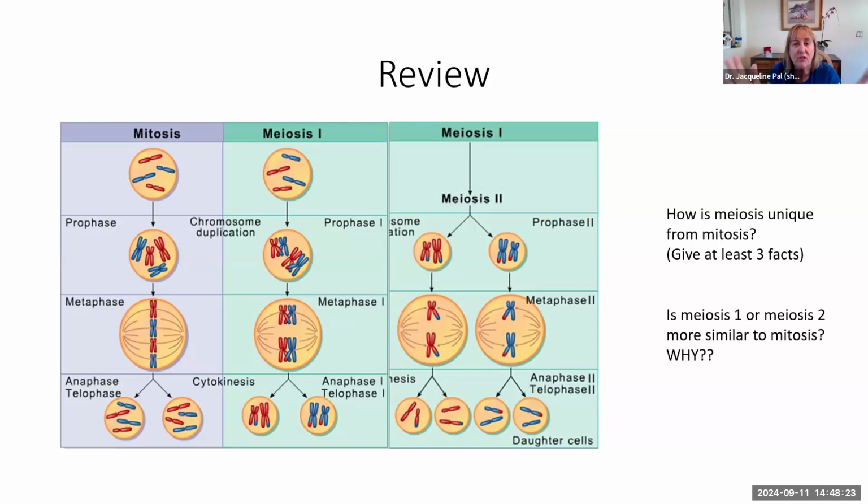Okay, so here's your review with pictures of mitosis, the blue background, and meiosis with the green background, with both meiosis 1 and then going to meiosis 2. Give at least 3 facts how meiosis was different from mitosis. Walk through the process of meiosis 1, the process of meiosis 2, then go back and think through mitosis and figure out, is meiosis 1 more similar to mitosis, or was meiosis 2 more similar to mitosis, and why? Do some critical thinking.